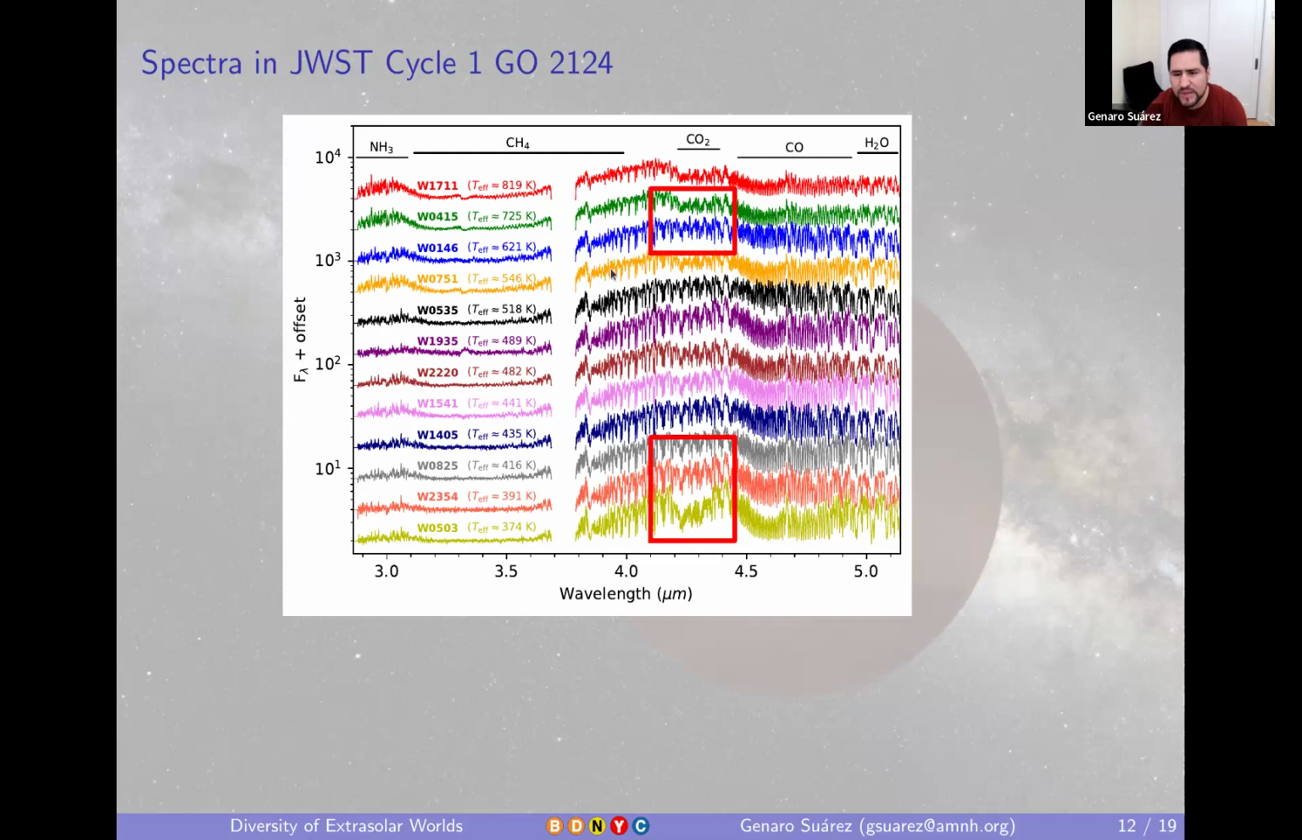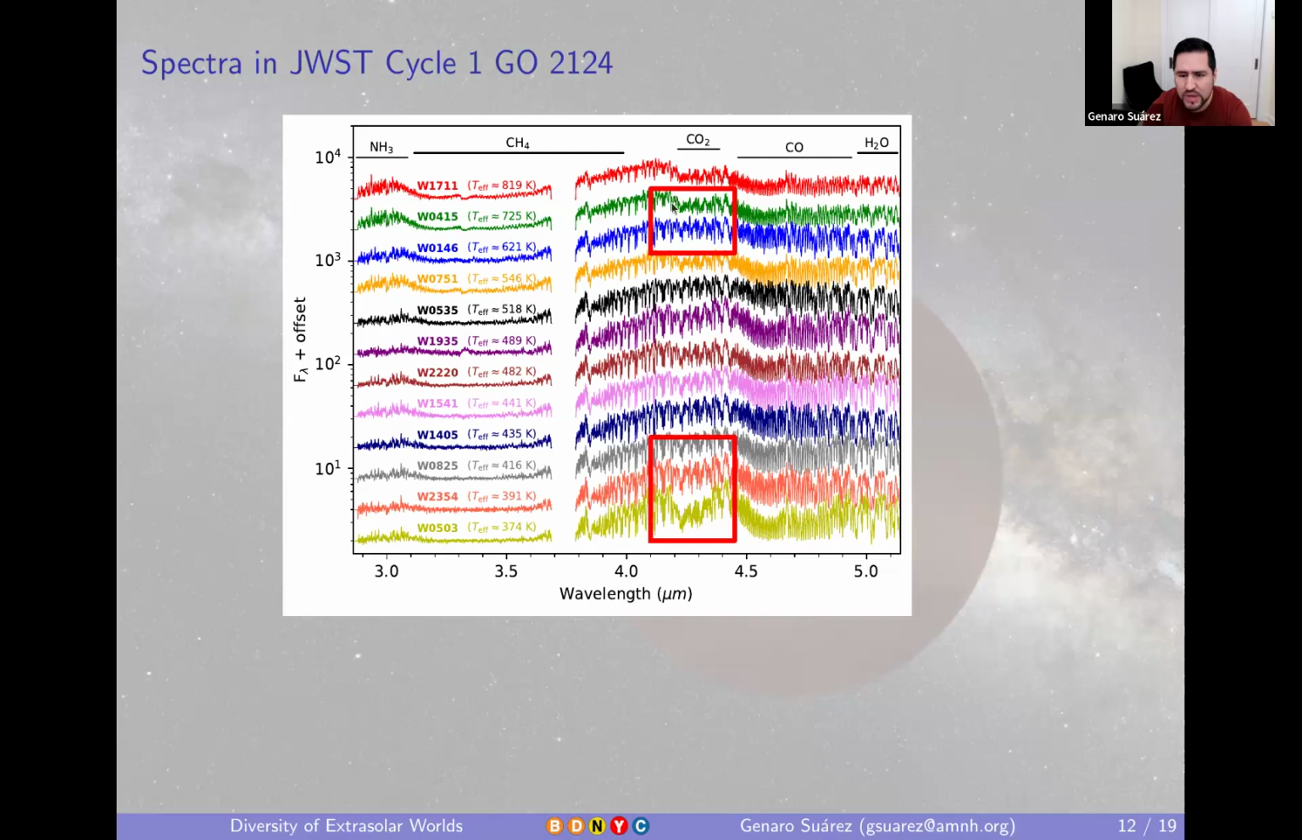For example, the CO2 feature in these two objects is very different, even if they have a similar temperature. So the CO2 feature is very strong for the object at the bottom and weak or very weak for this other reference object with a similar temperature. And the same is happening for the warmest side of our sample.